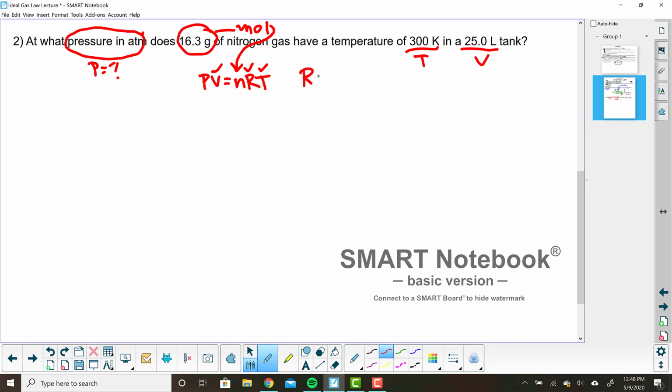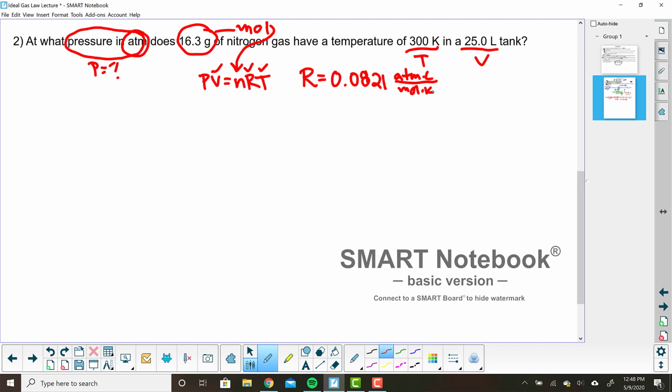The value of R that we are going to use needs to match our pressure units. So the problem says in atmospheres. So we have to use the R value for atmospheres, which is 0.0821 atmospheres times liters over moles times Kelvin. And let's go ahead and do some math here.